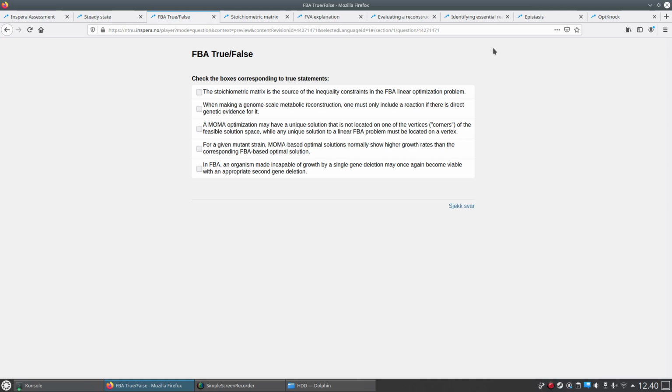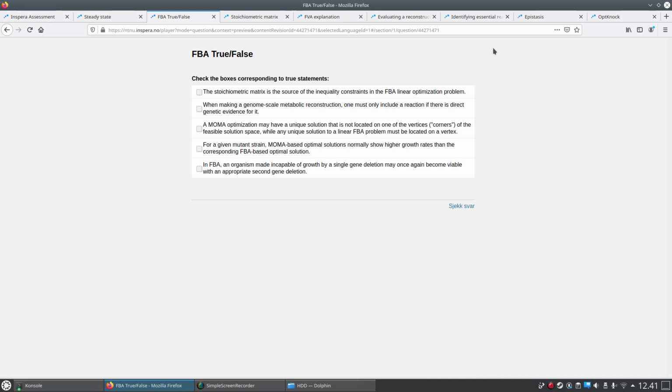For MoMA, the main difference between MoMA and FBA in this context is the objective function. The feasible solution space is the same, but we're optimizing for something else. While in FBA, we're optimizing for a constant objective function, and essentially the optimization vector, the direction of optimum, is uniform and constant and always points in the same direction. MoMA points towards a specific point.